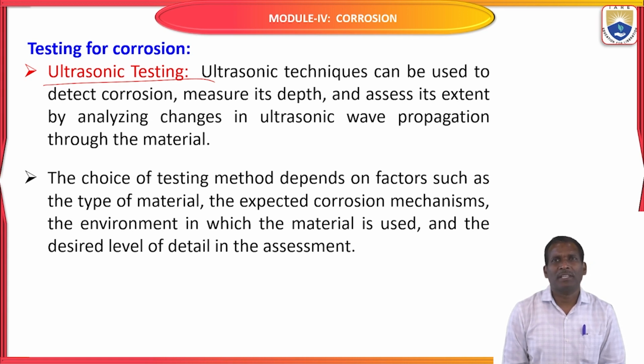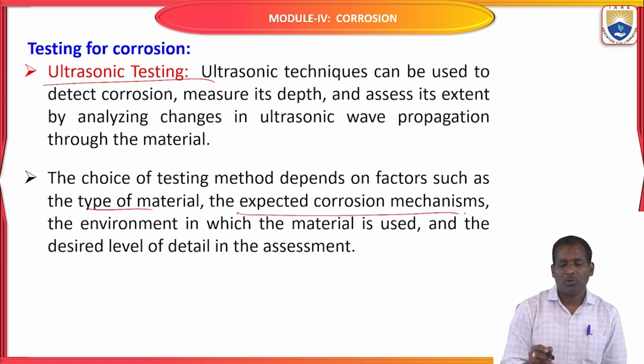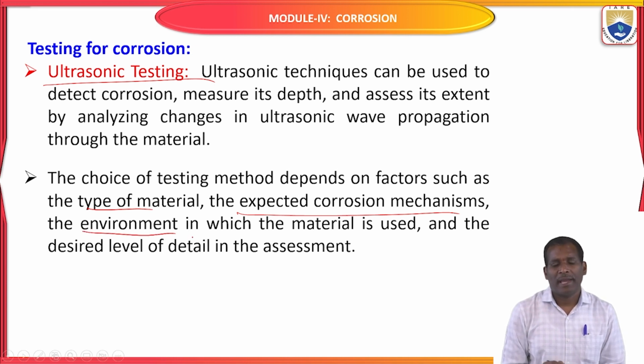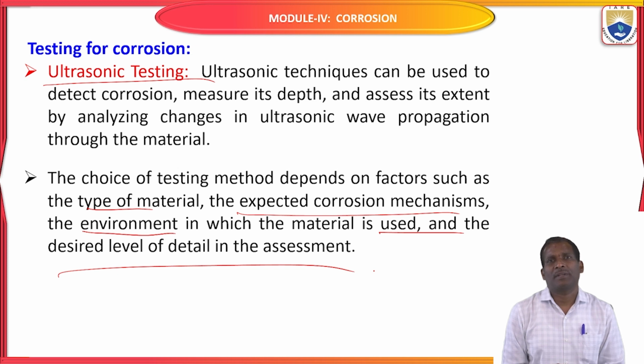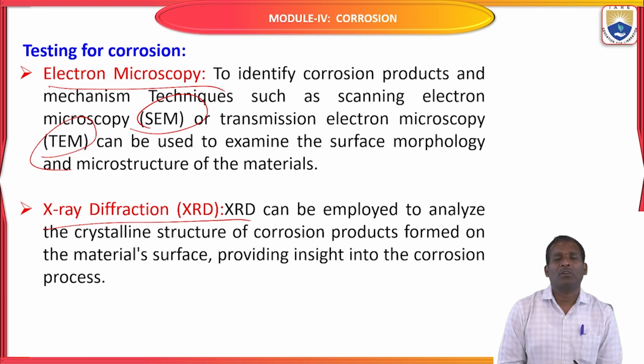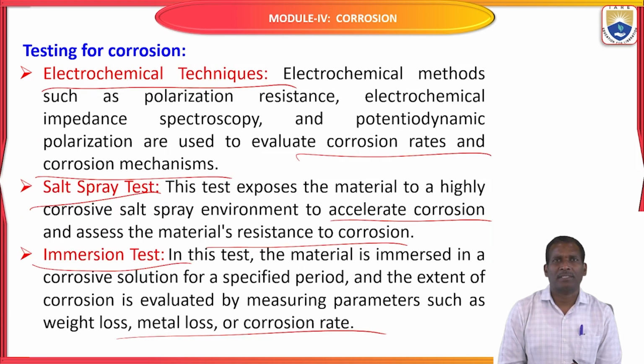The choice of testing method depends on factors such as the type of material, the expected corrosion mechanisms, the environment in which the material is used, and the desired level of detail in the assessment. So these are the important testing methods: ultrasonic testing, acoustic emission testing, X-ray photoelectron spectroscopy, electron microscopy, and the X-ray diffraction method.